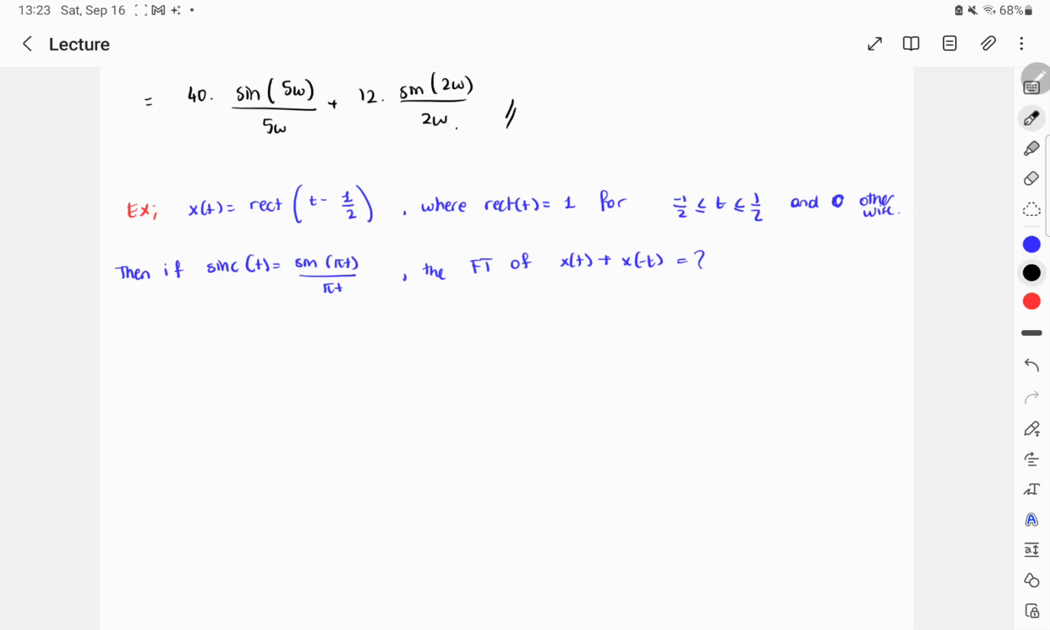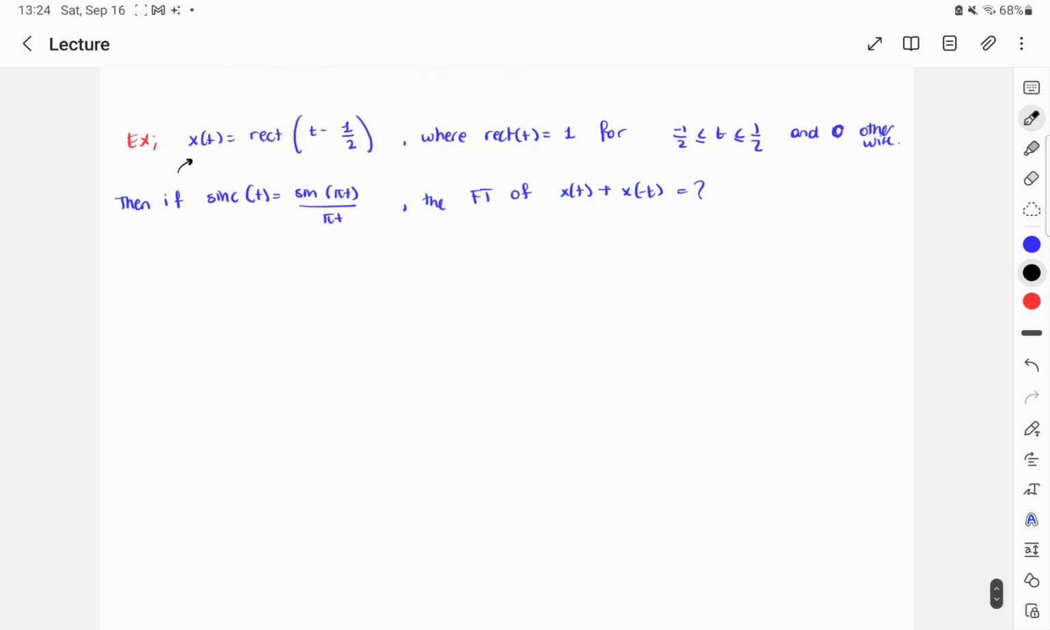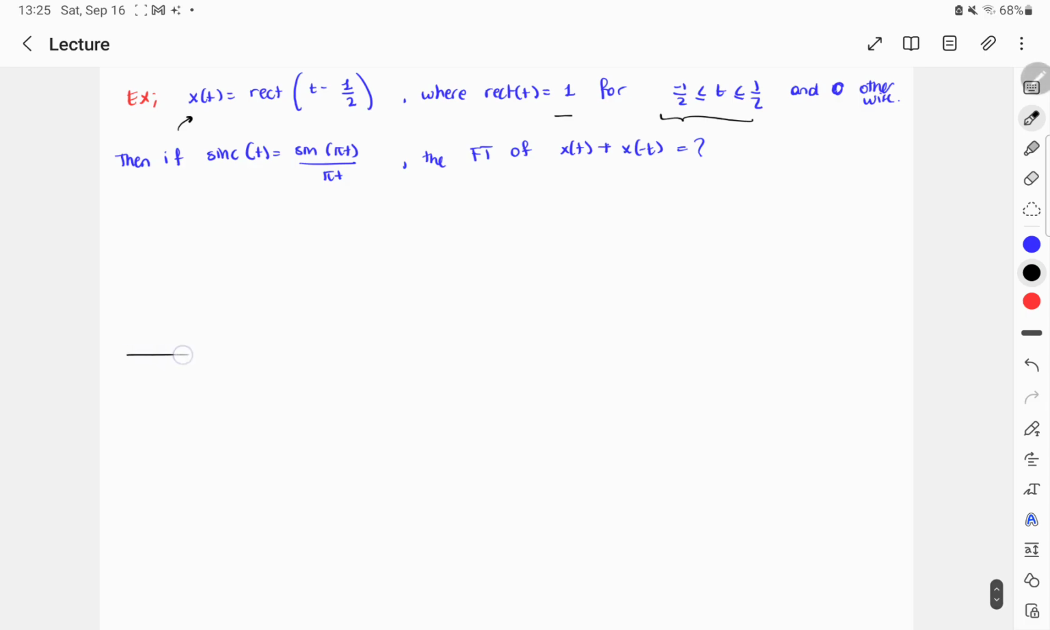Okay, so in this example, we are told that we have an x(t) signal, a time domain signal, which is rectangle of t minus 1 over 2, where the rectangle function itself is given. The rectangle function is 1 for t between minus 1 over 2 and 1 over 2, and it is 0 otherwise. So let me just write the rectangle function as it is written here.